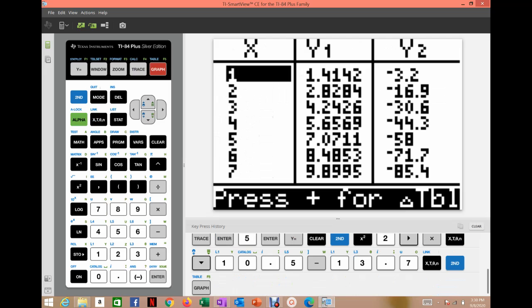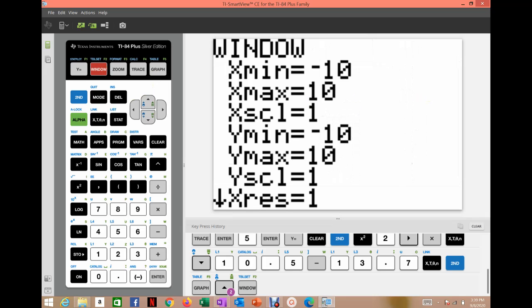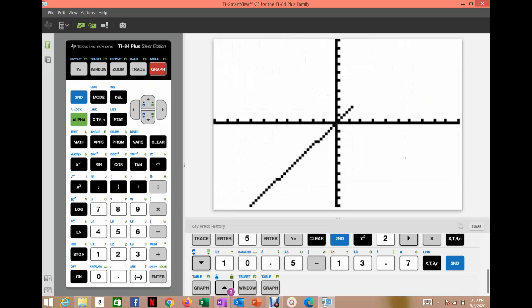If I want to look at my table to see where the window is, it looks like my 0 should land between 0 and 1. Somewhere between 0 and 1 should be my 0, and so a standard window should work just fine, right? Because at 1, my y value is negative 3.5. At 0, my y value is a positive 10.5. And so between those two, I've got to hit 0. So I know it's going to happen between 0 and 1. A standard window should work, so let's make sure my window is standard. It is. Alright, graph it.